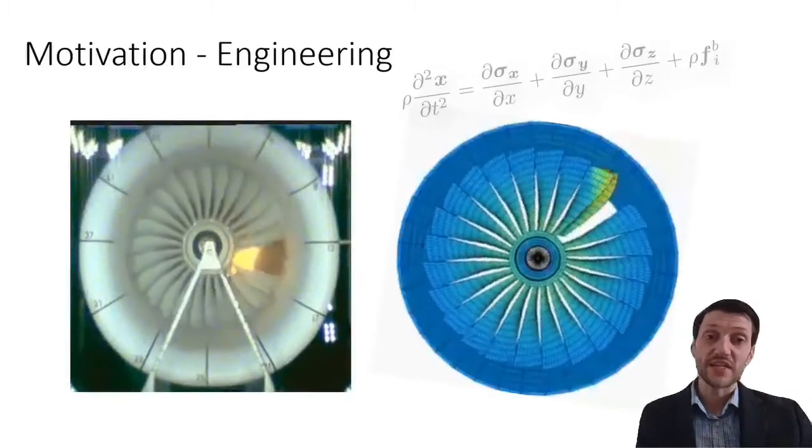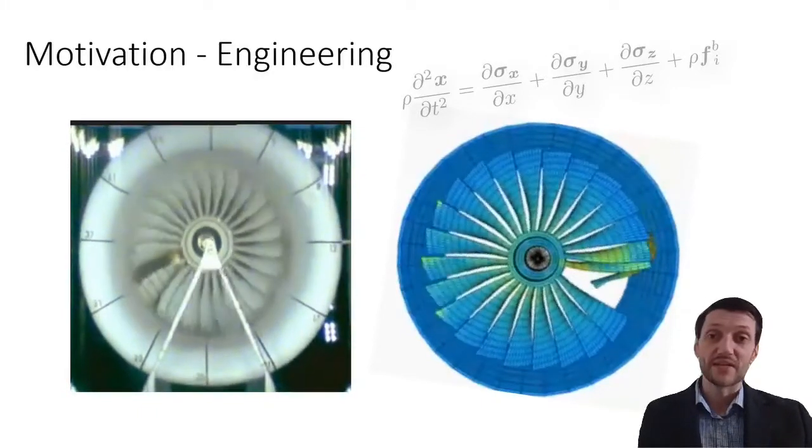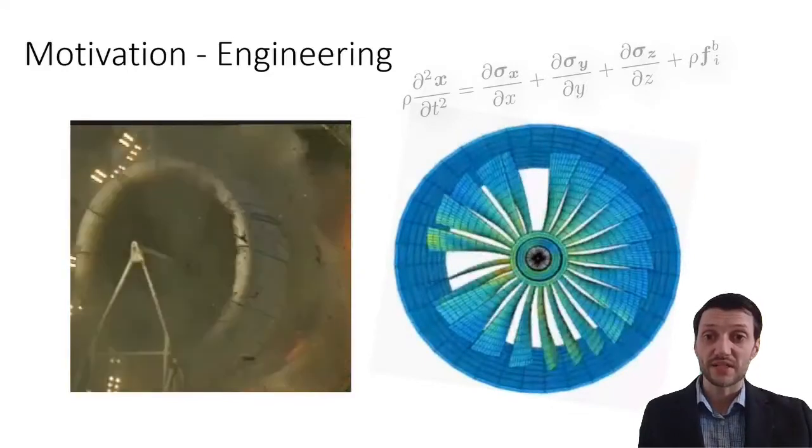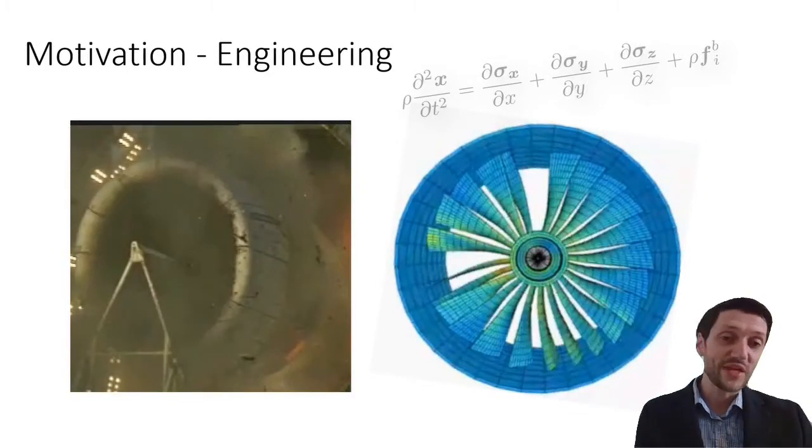Okay, so let's start with an engineering example. This is a fan blade, and what we're seeing here is the effect of bird strike. You can see on the right a numerical simulation. Now you imagine these types of experiments are extremely expensive to do. And so if we can model that, that saves us time and money.